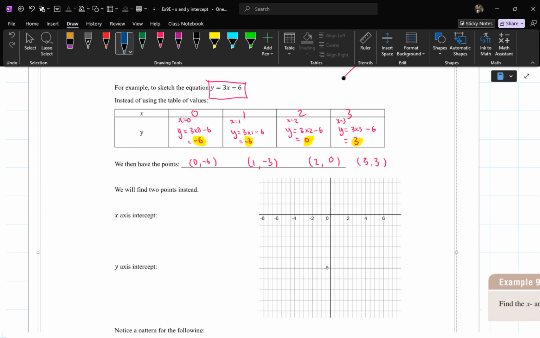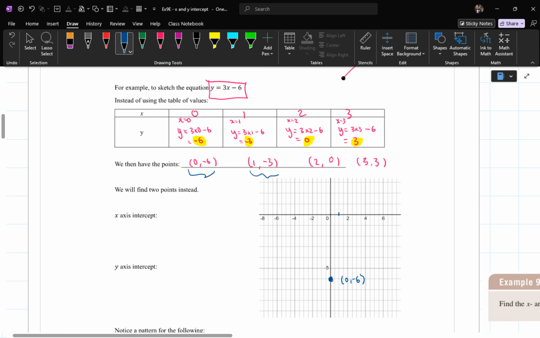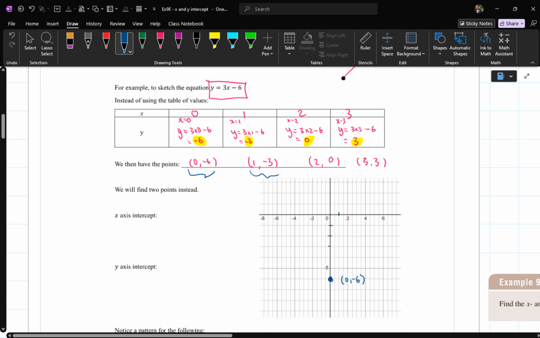You would have said, where is 0, negative 6? When x is 0 and y is negative 6, well, it's down here. This is where 0, negative 6 is. And then the next point was 1, negative 3. So where is 1? Well, 1's over here. And then negative 3 is 1, 2, 3, so negative 3 is down here. So that's at 1, negative 3. And then you say, where's 2, 0?